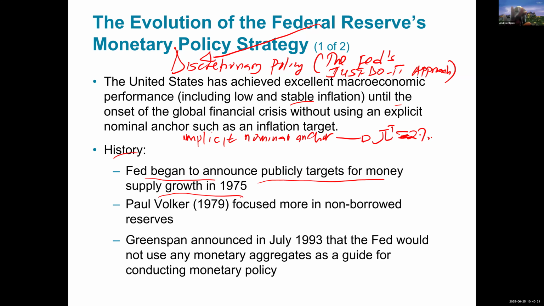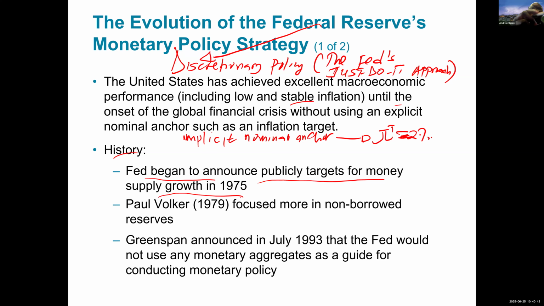That was a time when Milton Friedman was very popular, when the theory of monetarism became very popular in the United States because of Milton Friedman. Because Milton Friedman argued how monetary policy was so powerful in causing business cycles. Okay? So the Fed started targeting the money supply.